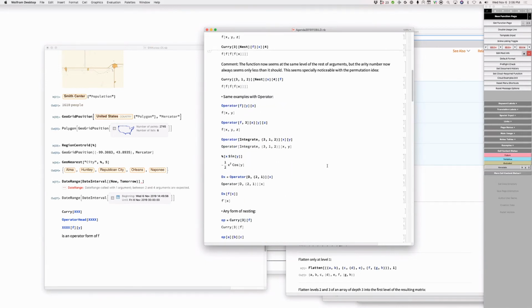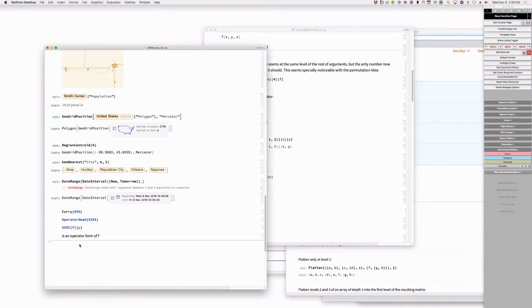Yes. So if we had, for example, member queue, so we would say operator of member queue, comma X, bracket X. Yeah. And that's now something we can apply to a list.